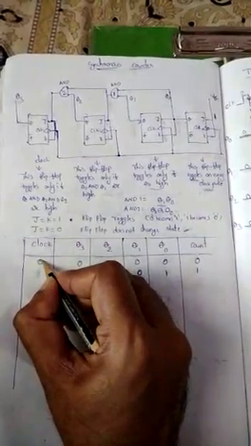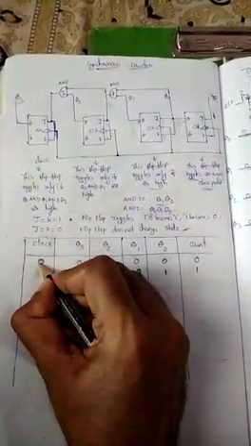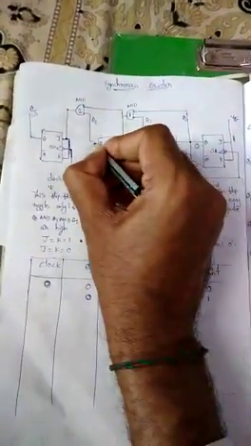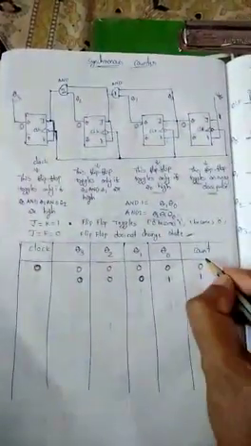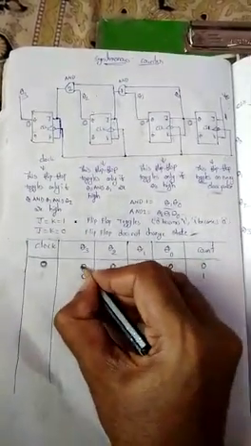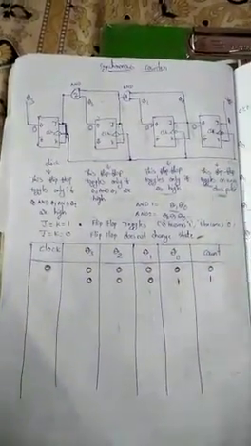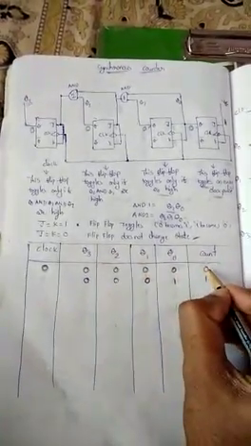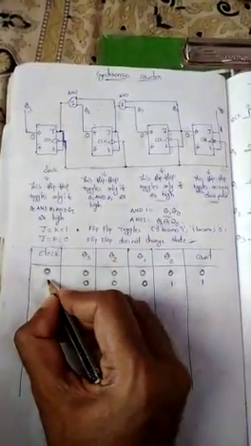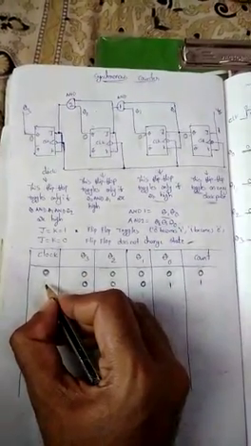When clock pulse 0 is applied, the initial outputs of all flip flops are Q0 is 0, Q1 is 0, Q2 is 0, and Q3 is 0. So this 0 0 0 0 is equal to count 0. And now we are going to apply the next negative edge triggering clock pulse.